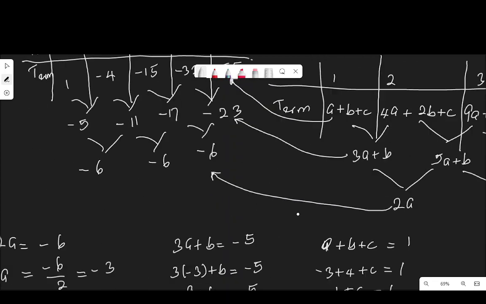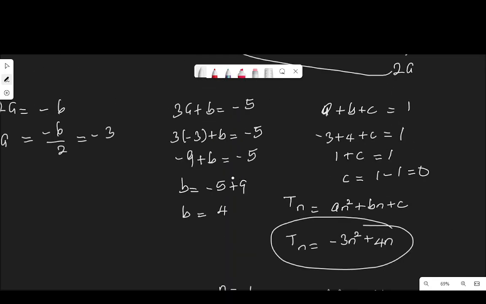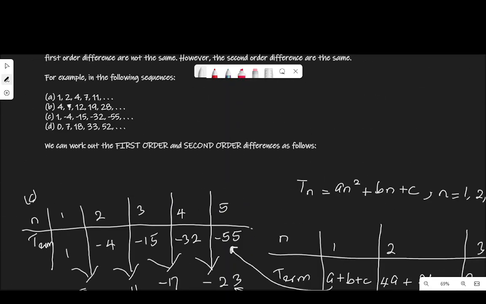Then let's check with the second term. When n is equal to 2, that is minus 3 times 2 squared plus 4 times 2. 2 squared is 4. 4 times minus 3 is minus 12. Then 4 times 2 is 8. Minus 12 plus 8 is minus 4. It agrees with the second term again, which is minus 4 there.